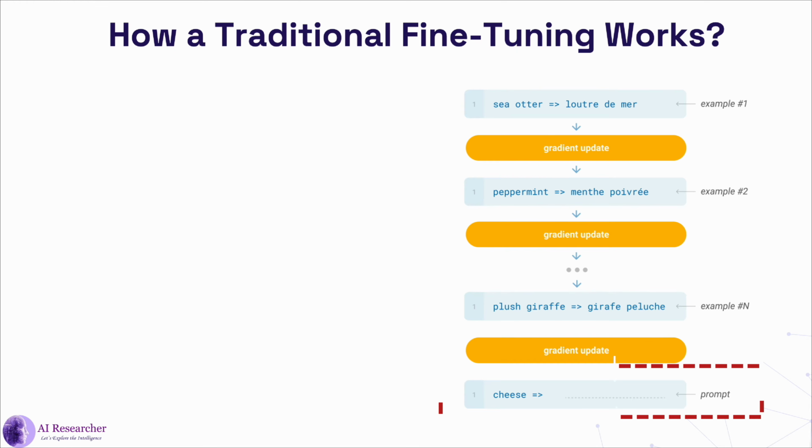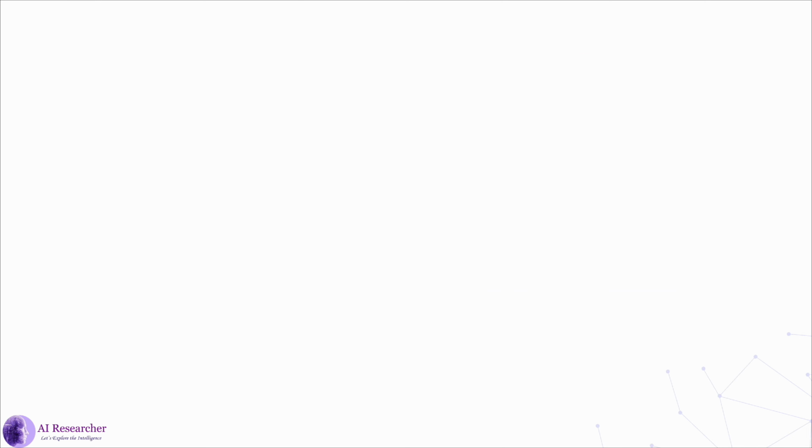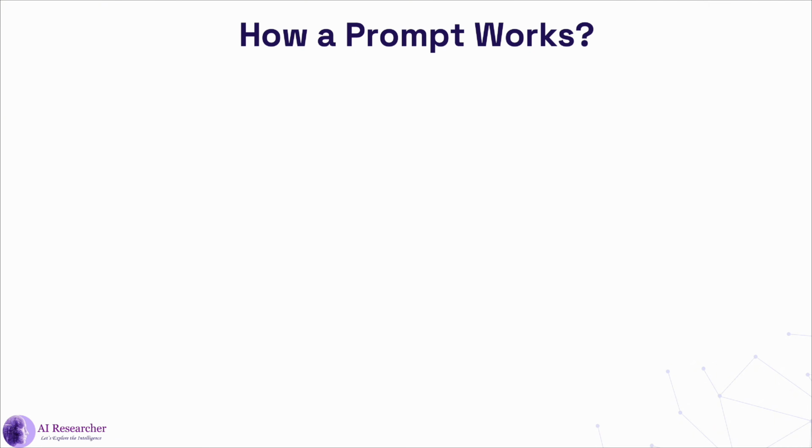We left the output incomplete because we believe that the model is capable of generating a response based on what the model learned before, using n number of examples. So in summary you can see that the model is trained via repeated gradient updates using a large corpus of example tasks. Now it's time to check prompting.